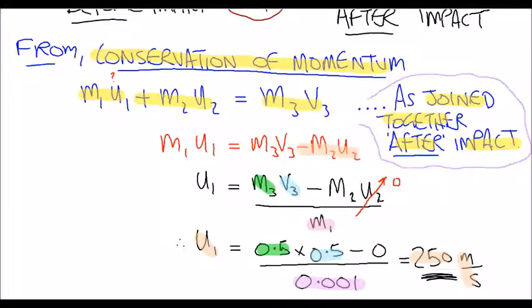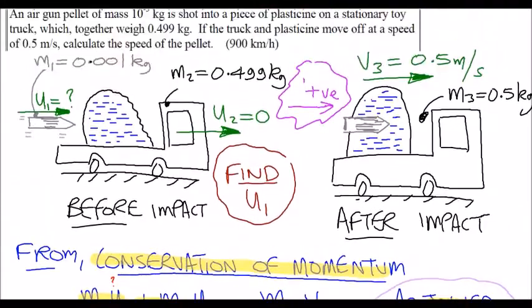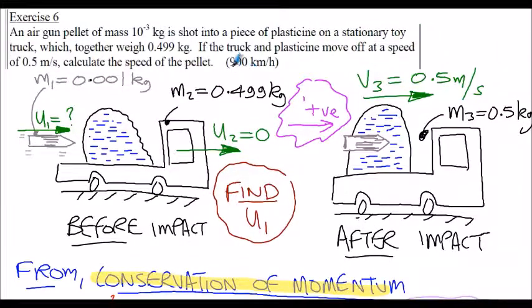And if you divide the 250 meters per second by 1,000 and multiply by 3,600, you'll convert the velocity U1 into kilometers an hour. And you'll find it's 900 kilometers an hour.